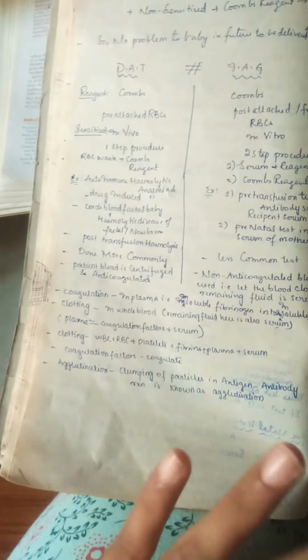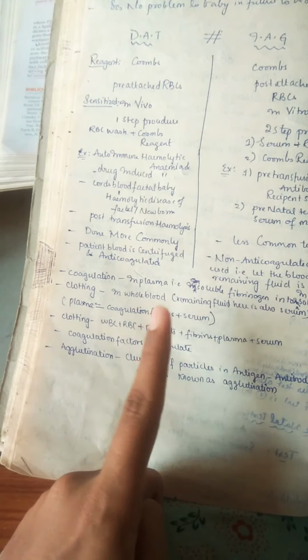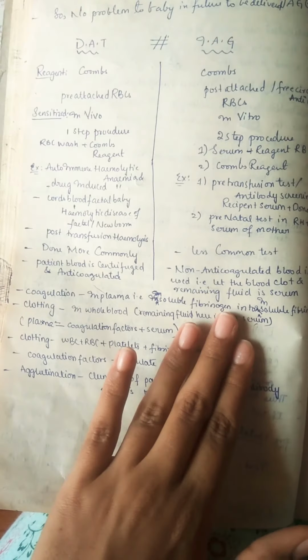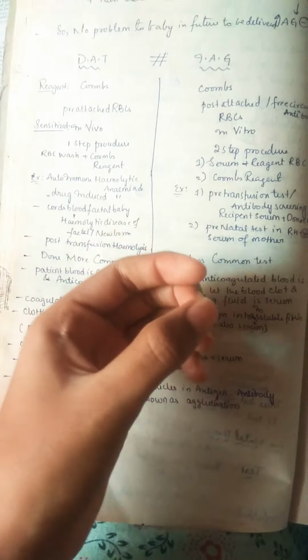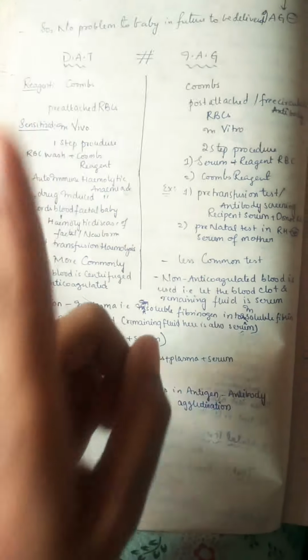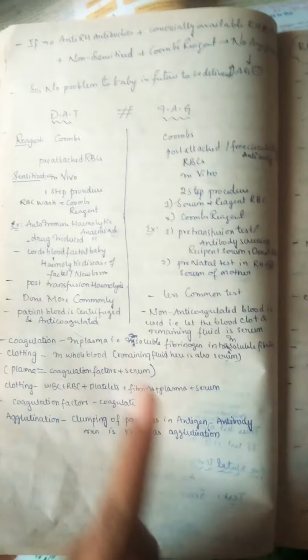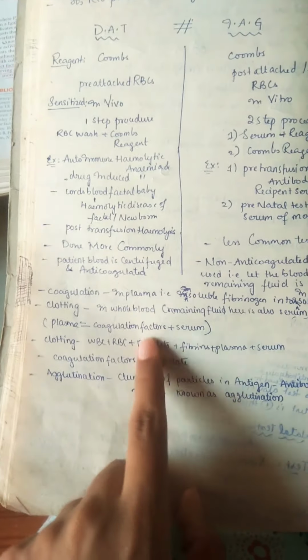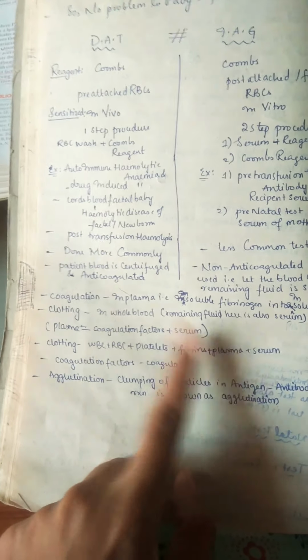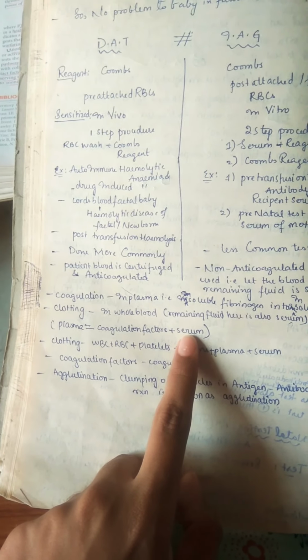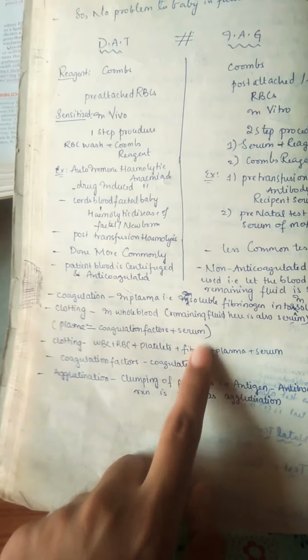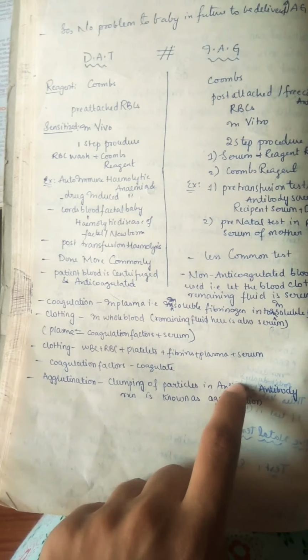And we can say that plasma is equal to coagulation factors plus serum. So you can understand, in serum, after coagulation the remaining part is serum. In serum there are no coagulation factors, but in plasma there are coagulation factors. That is the difference between plasma and serum. Once again, plasma has the coagulation factors, but the serum doesn't. And you can write plasma is equal to coagulation factors plus serum, or another way, serum is equal to plasma minus coagulation factors. That's it. So clotting is equal to WBC plus RBC plus platelets plus fibrin plus plasma plus serum.